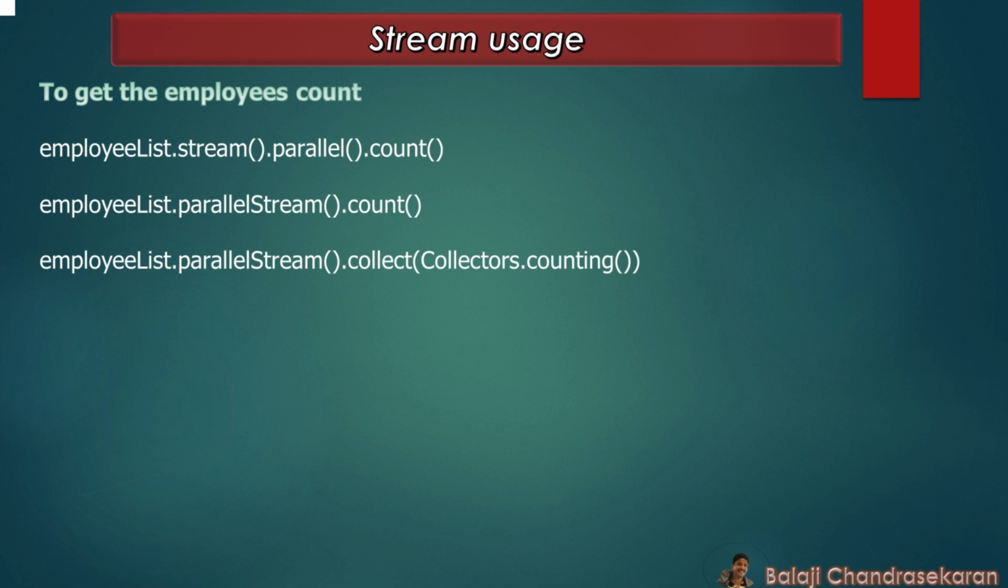The count operation is a terminal operation that counts the number of elements in the stream. It returns a long value representing the count of elements in the stream. The collect operation is a terminal operation that collects the elements of the stream into a result. In this case, the Collectors.counting collector is used, which accumulates the count of the elements in the stream. Either way, the result from count or Collectors.counting both returns the same result.